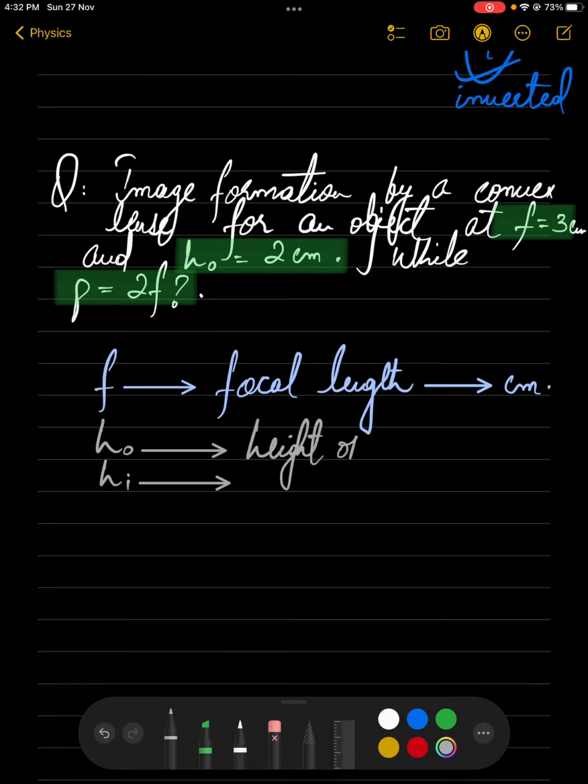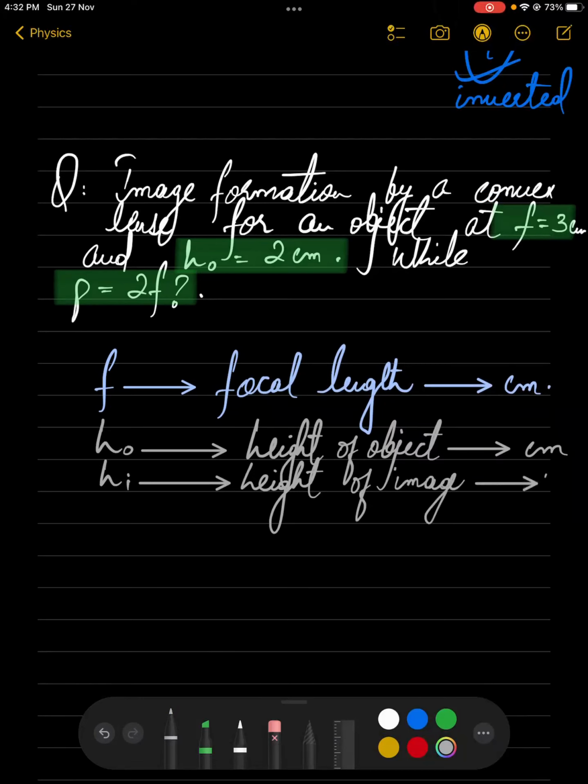So it is the height of object, and it is measured in centimeters. While if we talk about HI, then HI is the height of image, and we also measure this in centimeters. So this will also be measured in centimeters.